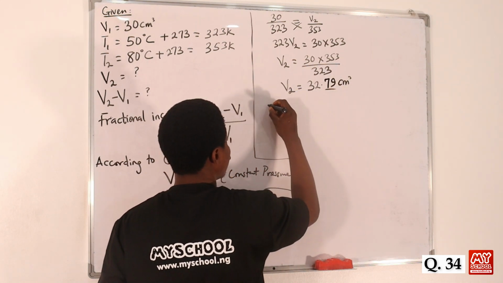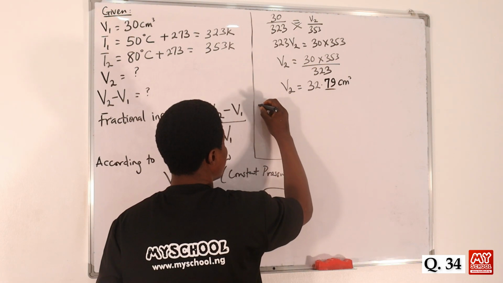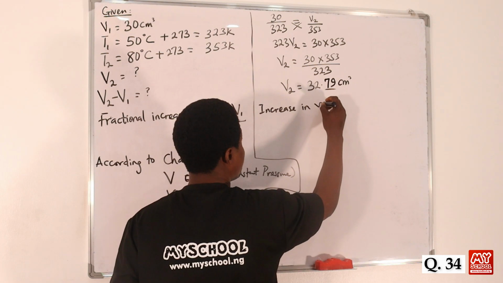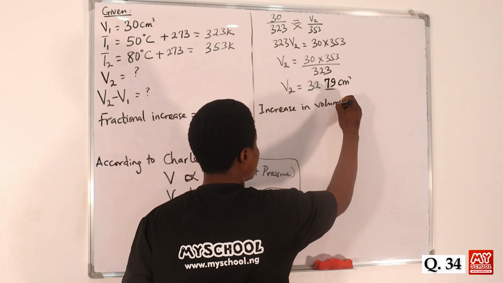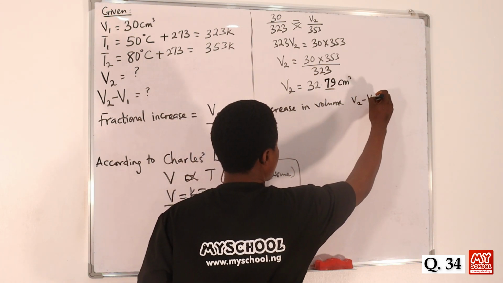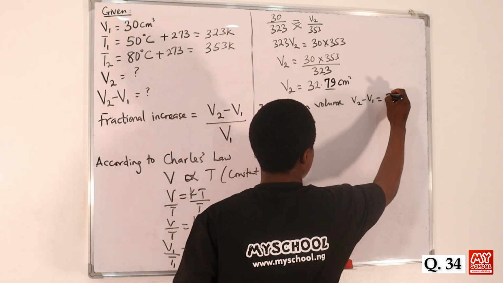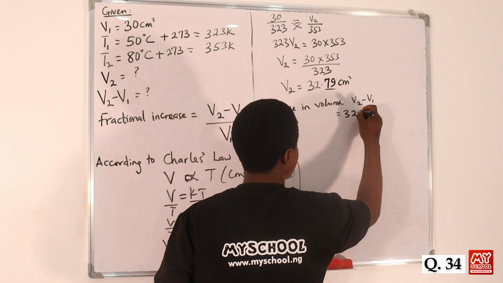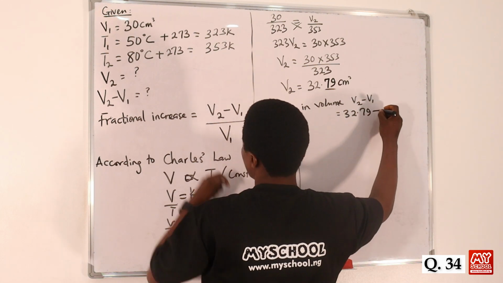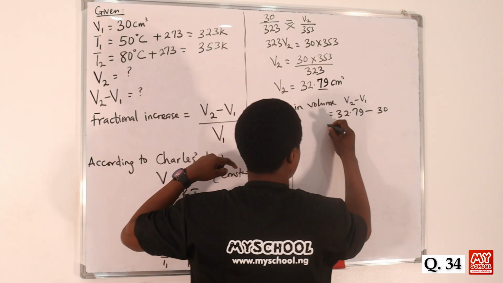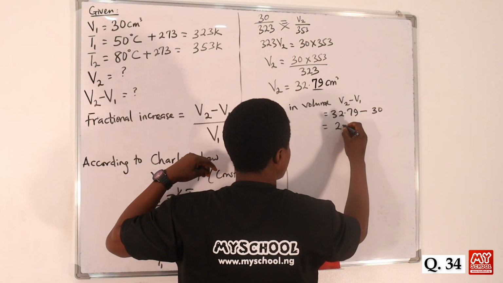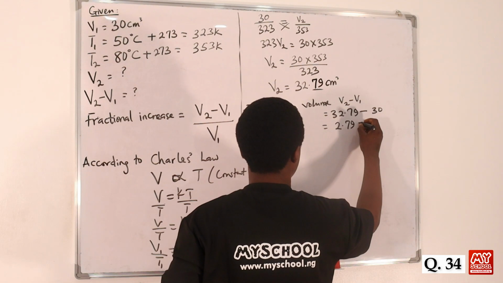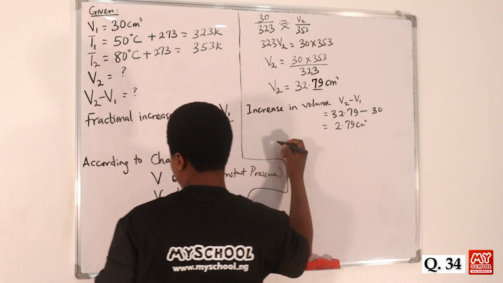So if V2 is that, the increase in volume, which is actually V2 minus V1, will be equal to 32.79 minus V1, which is 30. By the time you subtract that, we have around 2.79 cm cube. So that's the increase. But we are talking about what?